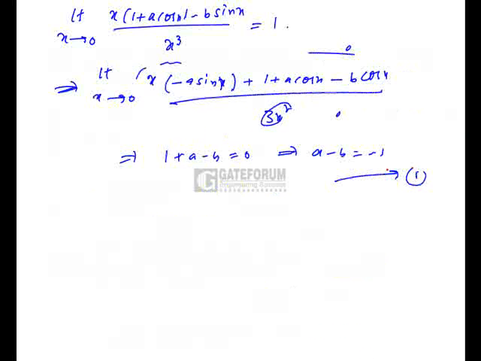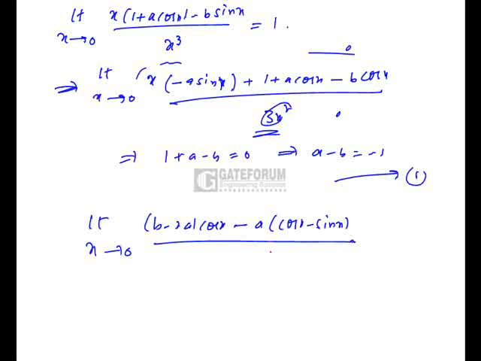Let it be equation 1. To make this 3x square a constant, we have to differentiate 2 more times. If I differentiate this function 2 more times, the limit as x tends to 0 will be b minus 2a cos x minus a cos x minus sin x, divided by 6. If I substitute x as 0, the expression becomes (b minus 3a) by 6, and this limit is given as 1. Simplifying, b minus 3a equals 6.